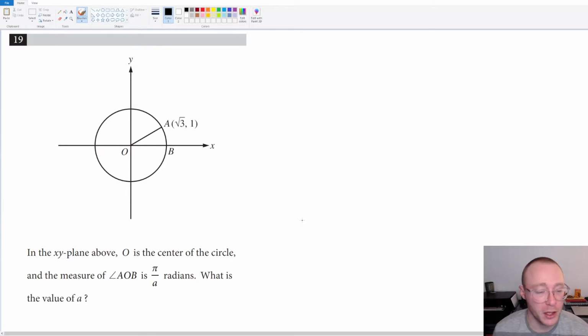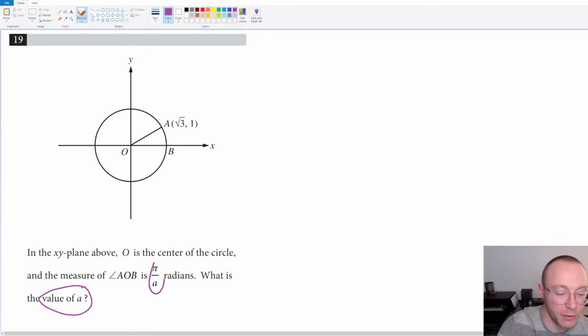So they're giving us here a circle centered at the origin of an XY plane. And it says, in the XY plane above, O is the center of the circle, and the measure of angle AOB is pi over A radians. What is the value of A? Okay, so if we want to find the value of A, then we're going to clearly need to know the value of this entire angle, right? A is unknown, so we don't really know how big that angle is. So that's the task of the problem, right?